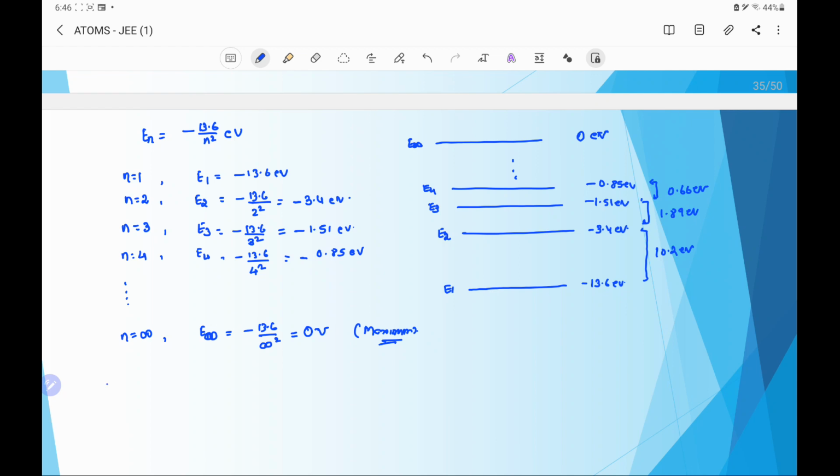Here, energy of the first orbit is minus 13.6 electron volt, and at infinity it is 0 electron volt. So we can define ionization energy of electron in hydrogen atom as the maximum energy minus the energy at the ground state, that is minus 13.6. So it is equal to 13.6 electron volt. That means if the electron in the hydrogen atom gets 13.6 electron volt, we say the atom is ionized.